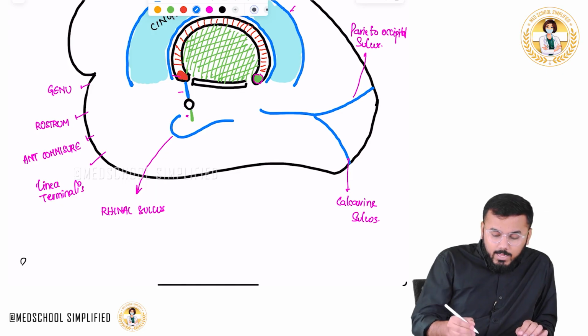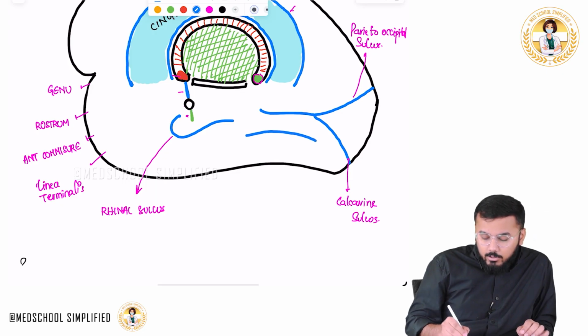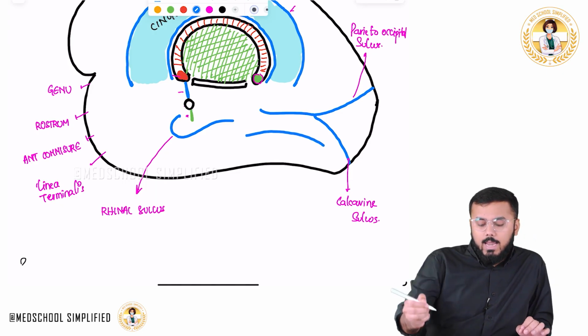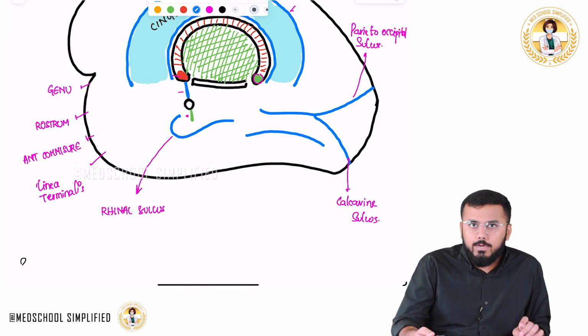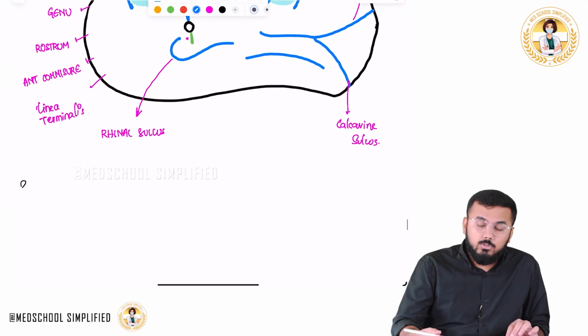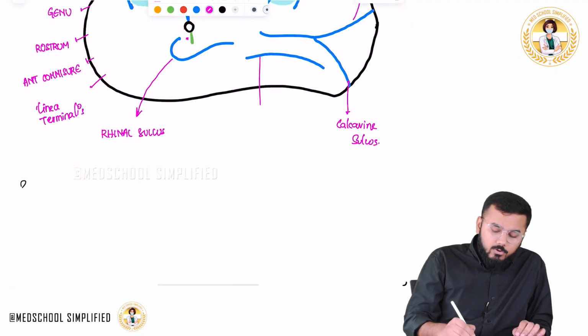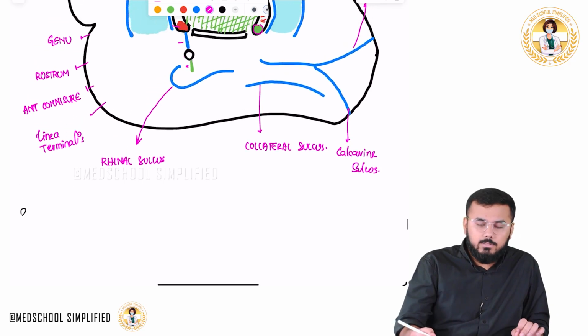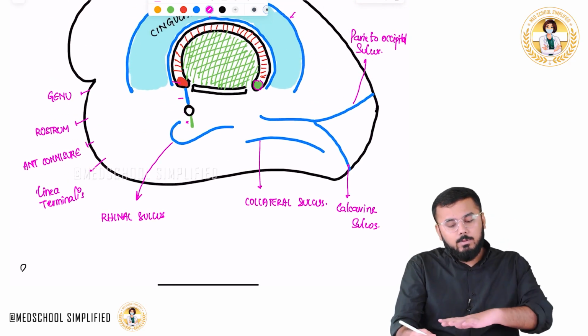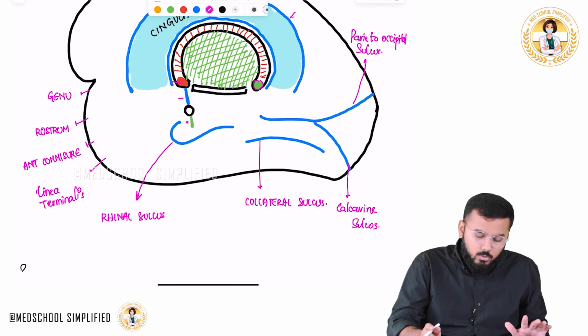Next, we have got another sulcus that is drawn all the way parallel to this calcarine sulcus. Okay. Anything which is drawn parallel is called collateral. So that is why the name of this sulcus is collateral sulcus. This is called as collateral sulcus. So these are some of the important sulci which you need to know over here.